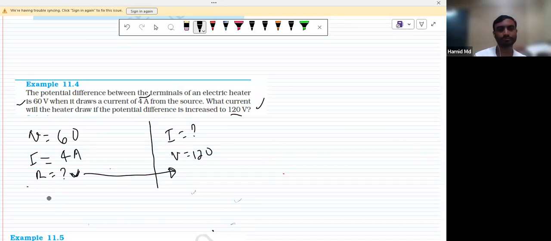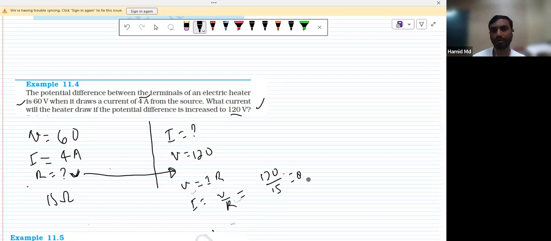15 ohm. 15 ohm, right. And what about this? 8 ampere. V is equal to I R, then I is equal to V over R, right? Yes. V was 120 and this is 15. 8 times, right? Yes. 8 amperes. Okay, clear? Yes, sir.